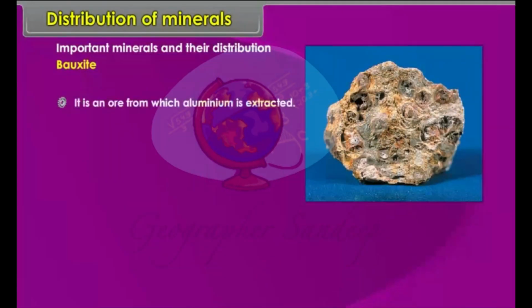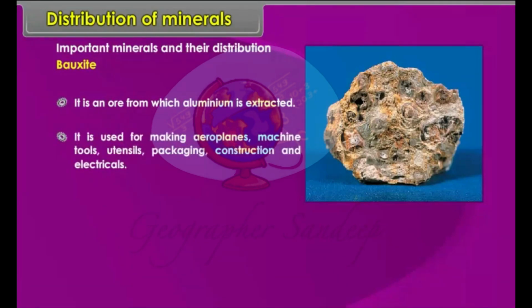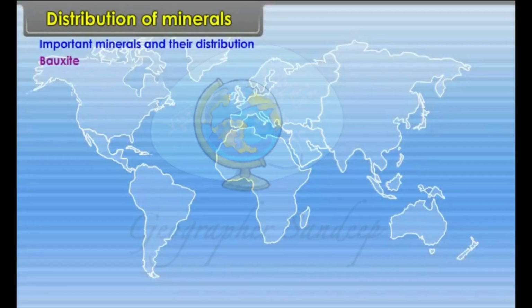Bauxite. It is an ore from which aluminium is extracted. It is used for making aeroplanes, machine tools, utensils, packaging, construction and electrical materials. Location, world: Australia, Guinea, Jamaica and Brazil.